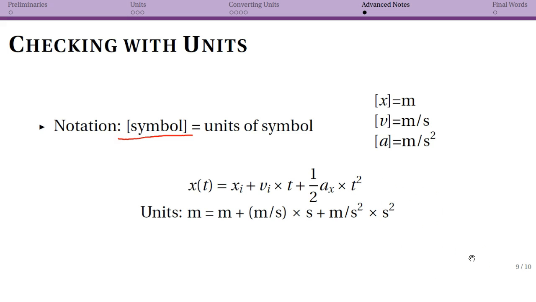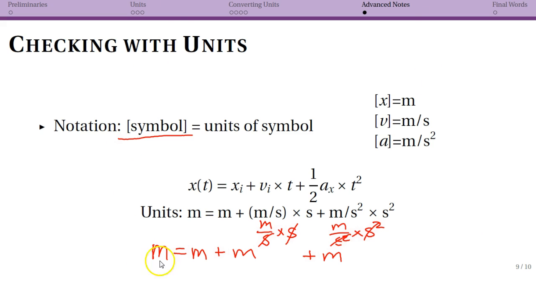So now look what happens. We have meters equals meters plus, here I have meters divided by seconds times seconds, so those cancel. So this becomes meters. I then have meters over seconds squared times seconds squared. These again cancel. I'm left with meters. So the units of this equation actually work out to be meters equals meters plus meters plus meters. That absolutely works. This is fine.